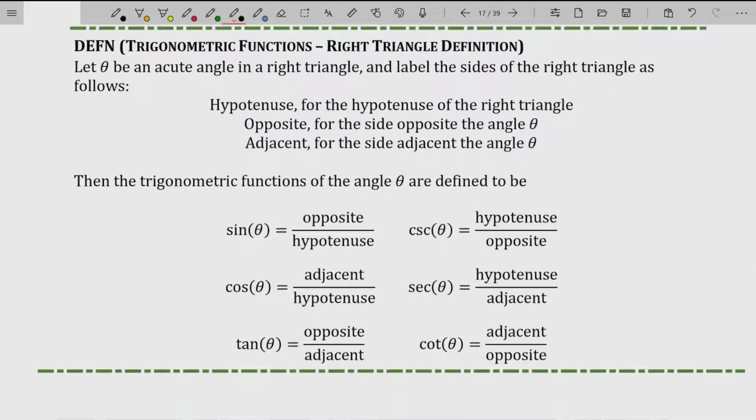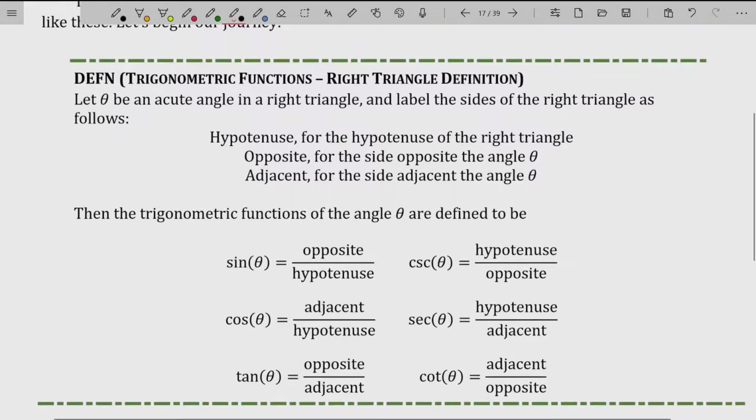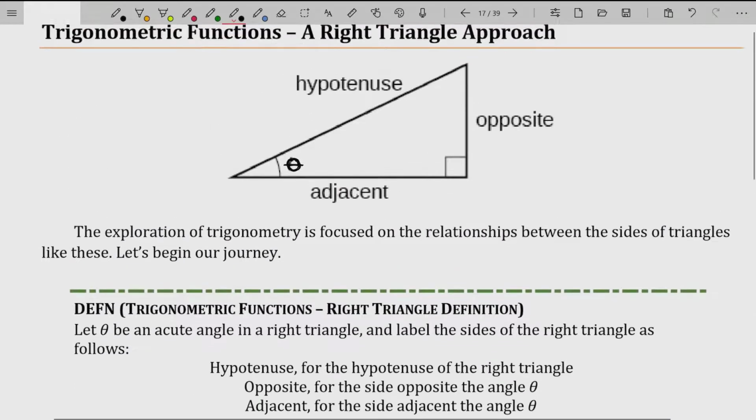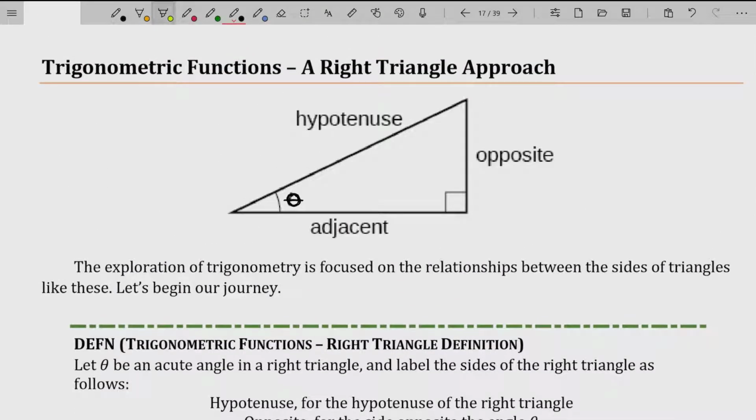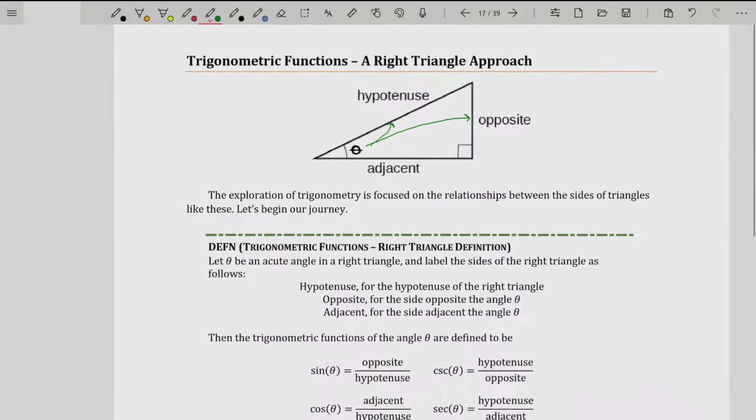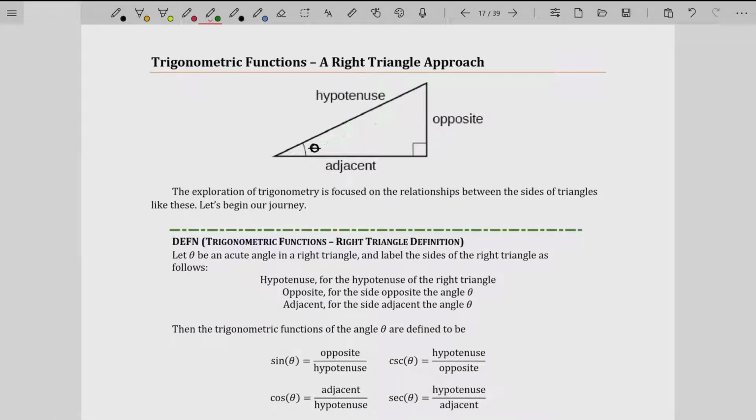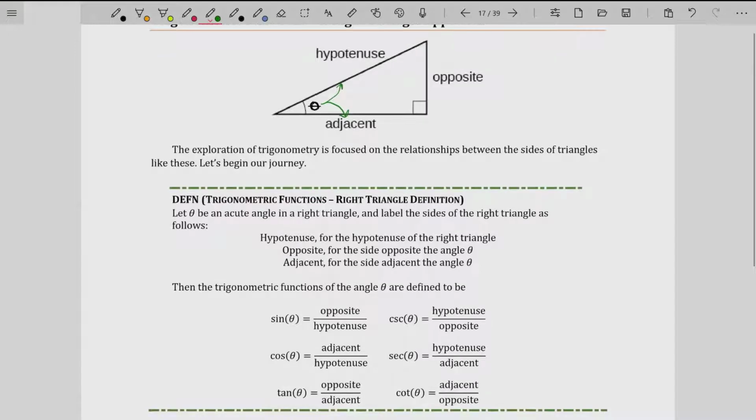The sine of that angle theta is defined to be opposite over hypotenuse. So I'm going to go back up here. The sine of this angle theta. So trigonometric functions are functions of angles. You plug angles into them. And the sine of this angle theta is opposite divided by hypotenuse. That's it. The cosine is adjacent over hypotenuse. The tangent is opposite divided by adjacent.